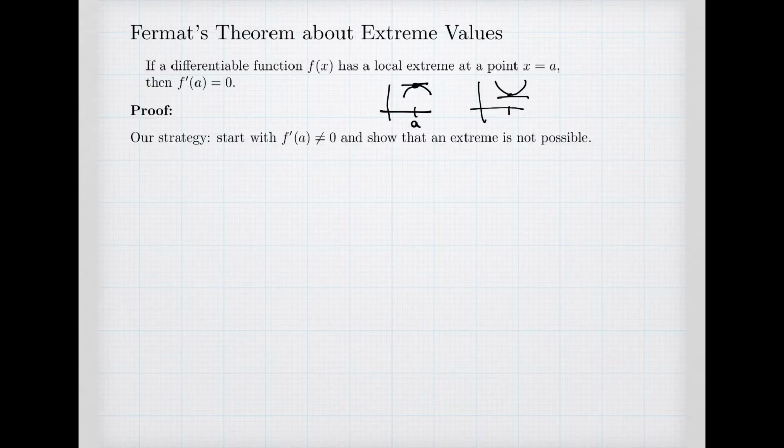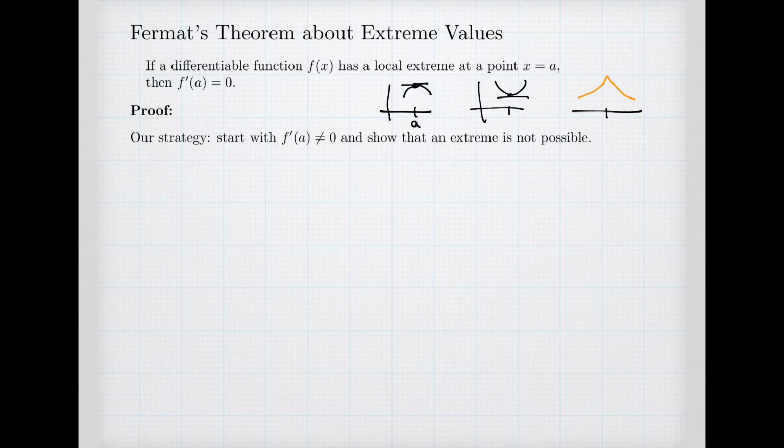All right, our proof for this theorem starts with the following strategy. We're going to ask what happens if we have a derivative that's not equal to 0, and we're going to demonstrate that an extreme value, as shown above, is not possible. What that means is that if I am at an extreme value, the only possibility is that the function's derivative equals 0, or maybe the function itself doesn't have a derivative, it's not differentiable. An example of that would be a function where the maximum is at a point where it's not differentiable.